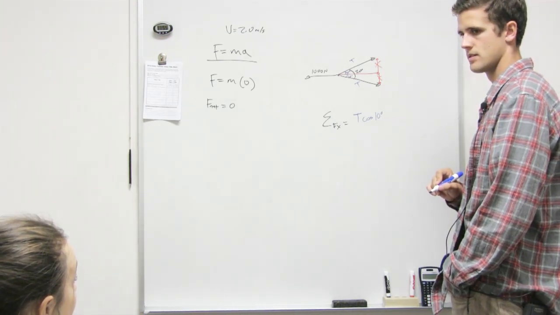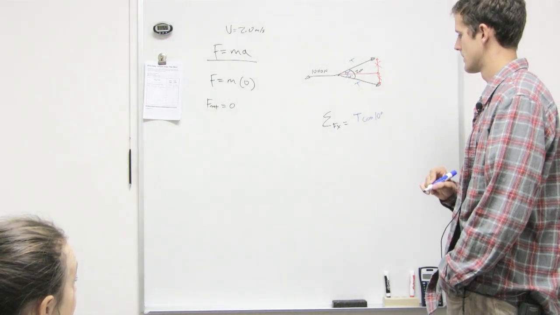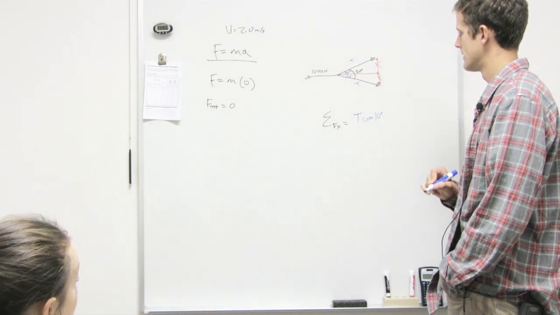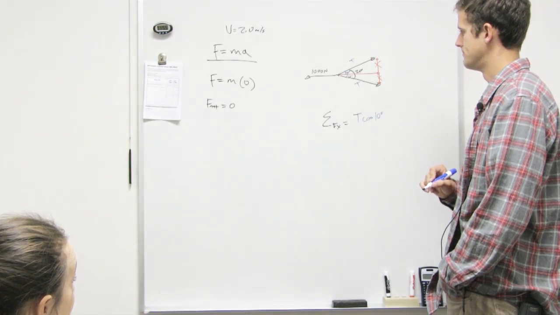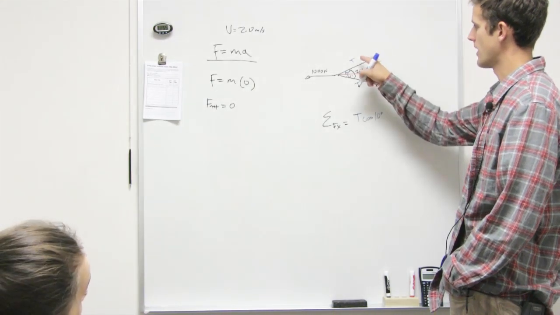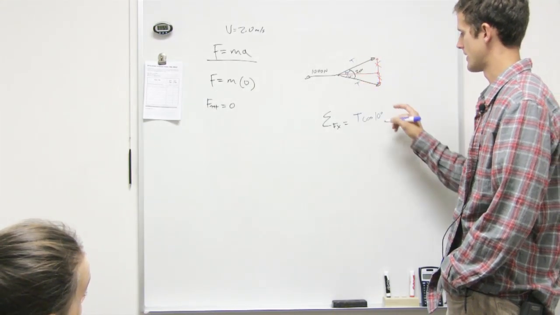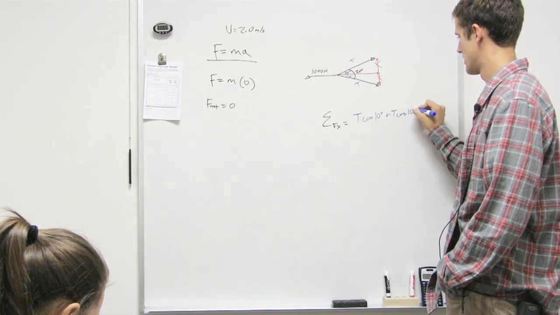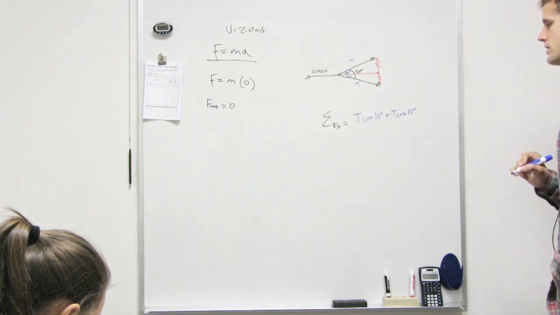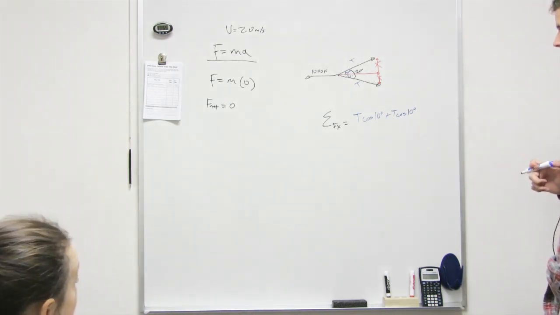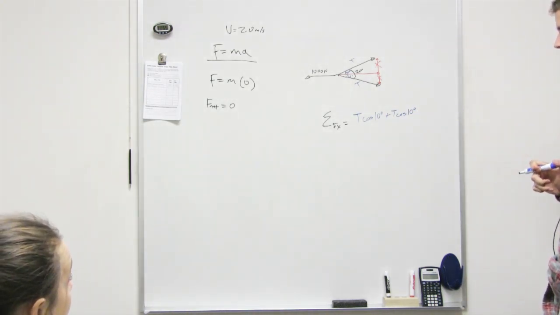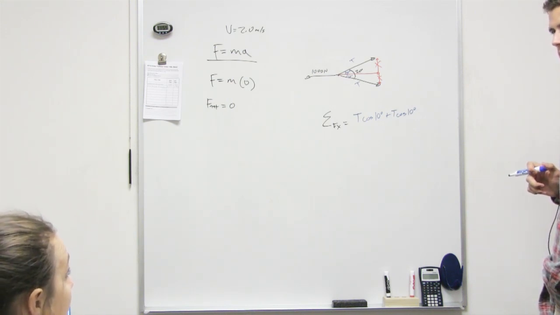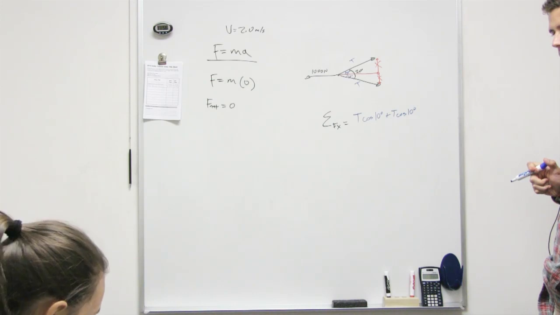And would you do another one, plus T cosine 10? Because you got one for this one, and you need to add this one. Okay. And you don't minus anything, right? Because there are no other x components.